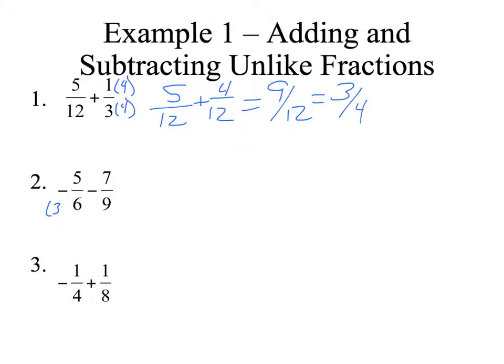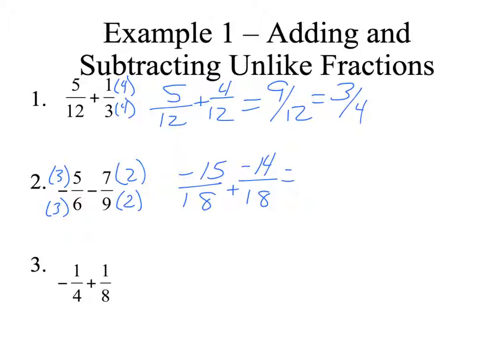I can multiply the 6 top and bottom by 3 and the 9 top and bottom by 2. That'll give me 18 for both of them. So it's negative 15 over 18 plus negative 14 over 18. When I add those together, I'm going to get negative 29 over 18.